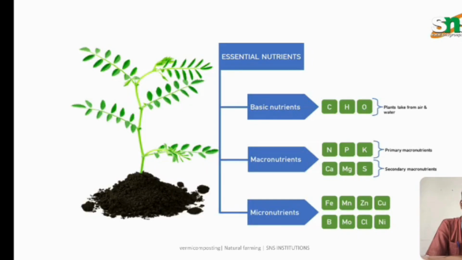Essential nutrients: there are basic nutrients, macronutrients and micronutrients. These three support the growth of the plants in the proper way. The first basic nutrients are CHO, where C is carbon, H is hydrogen, and O is oxygen. The macronutrients include nitrogen, potassium, phosphorus, calcium, magnesium, and sulfur. The micronutrients include ferrous, manganese, zinc, copper, magnesium, fluorine, and nickel.